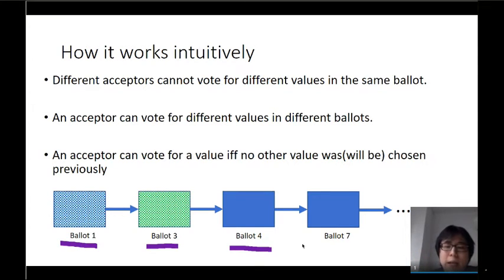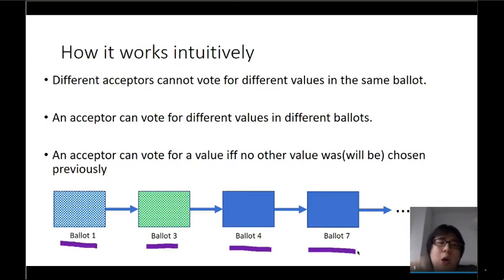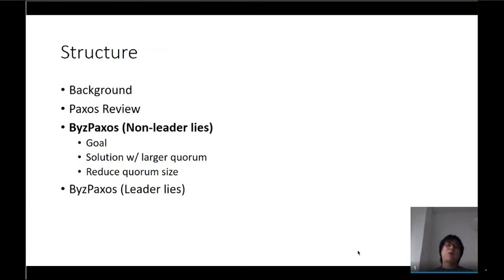So in all the ballots after ballot 4, they will see at least one acceptor in the quorum that voted for the blue value, so they can only vote for the blue value again. Which means in all the ballots after ballot 4, only the blue value can be voted for and then chosen. So, okay, this is how the Paxos protocol works.